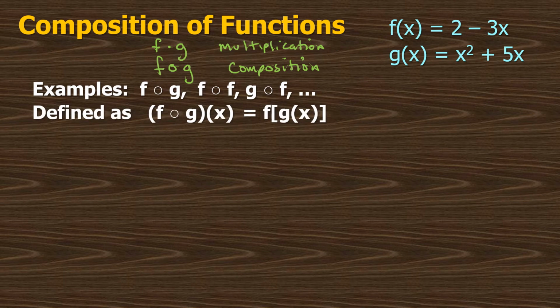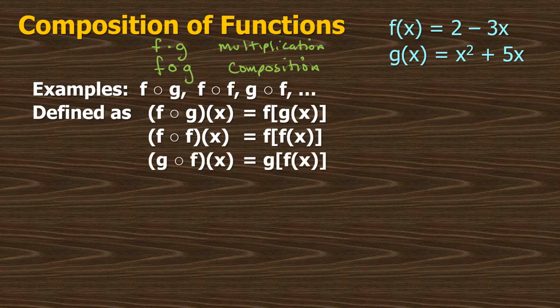That's where you take the g function, the expression of g, and we plug it into f. Now, you can also do f of f of x, which is where f literally gets plugged into itself. G of f of x is not the same as f of g of x, because here you're plugging f into g. In fact, we'll use this as our very first example.